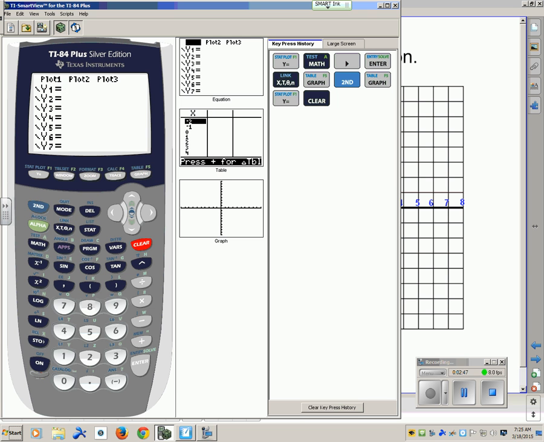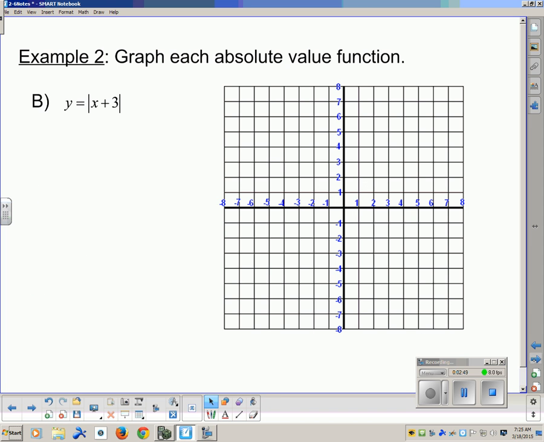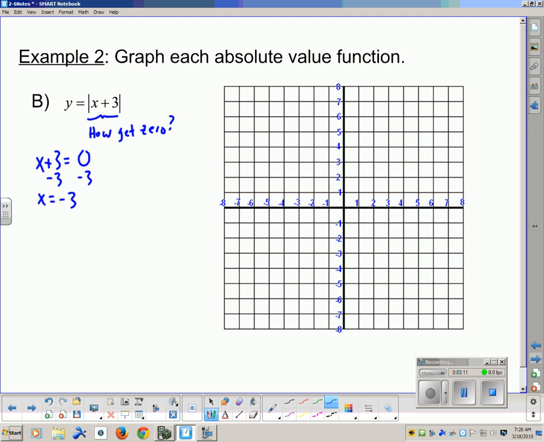So I'm going to go ahead and go through the next one here. Let's look at another one. Again, what are we thinking? We need to figure out where it comes to a point. So you have to think how to get 0 inside there. If you don't see it, just set x plus 3 equal to 0 and solve for x. I subtracted 3 from both sides, and I got x equals -3.